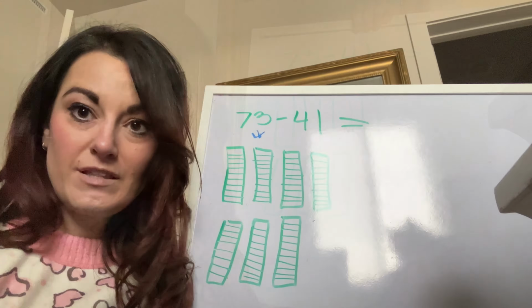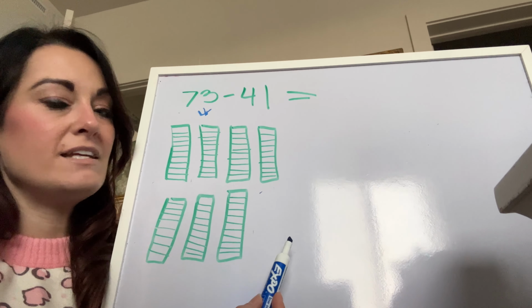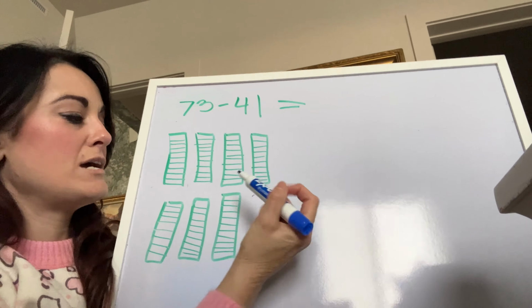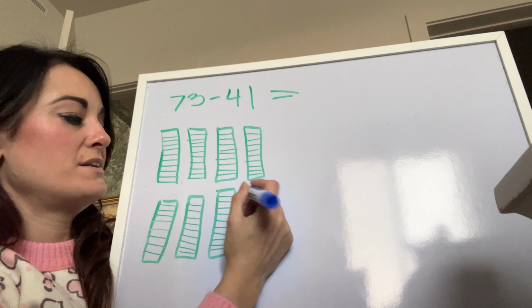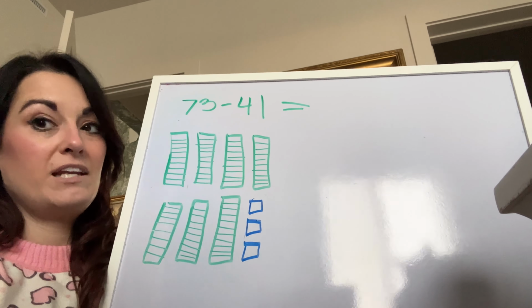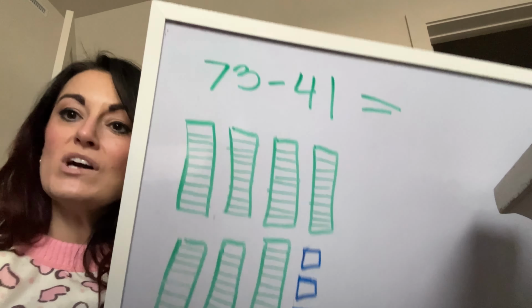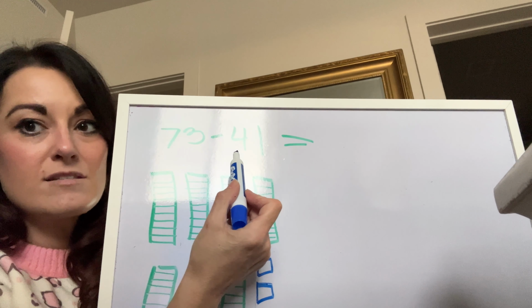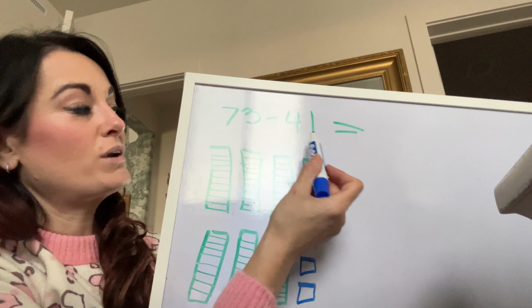I'm going to pause it. All right, we've represented the tens. Now we're going to do the ones. There are 1, 2, 3 ones in 73. So the question is, what is 73 minus, or take away, 41?